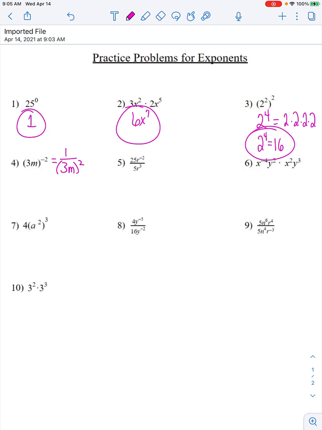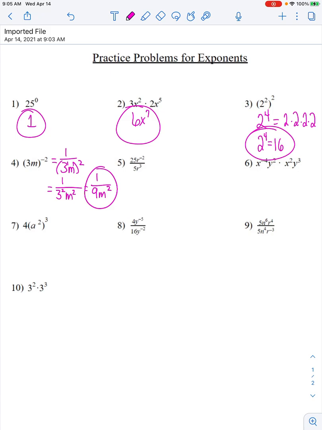Now the power rule says I multiply the exponents. So remember, if there's no exponent, it's a 1. So this becomes 1 over 3 to the 1 times 2 is 2, and m to the 1 times 2 is 2. We could leave it like that if your choice has it with exponents, but most simplified, you're going to get 3 squared, which is 9m squared. So your final answer would be 1 over 9m squared.